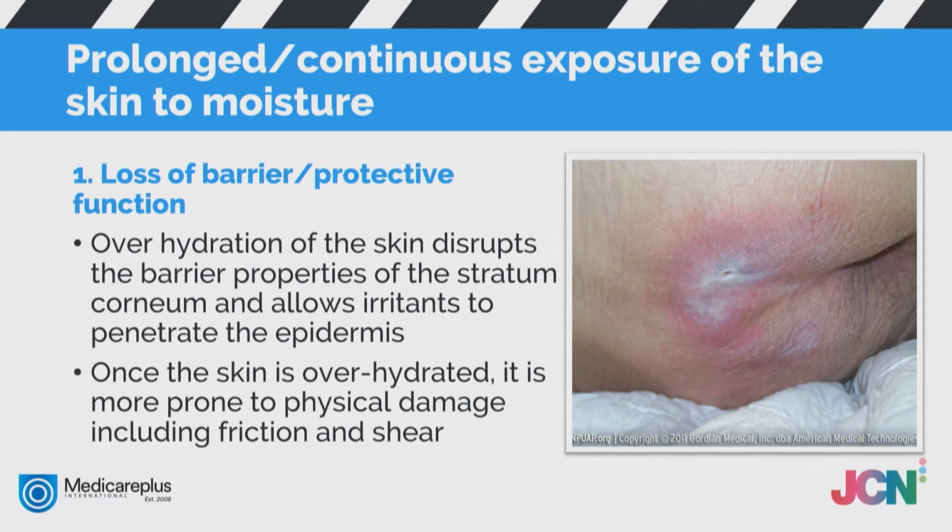Once the skin is overhydrated, it's more prone as well to physical damage, including friction and shear. What you can see from the image is maceration centrally and some surrounding redness, which is likely to be due to friction or shear or a combination of both, or potentially pressure. But the white maceration in the middle is due to overhydration.